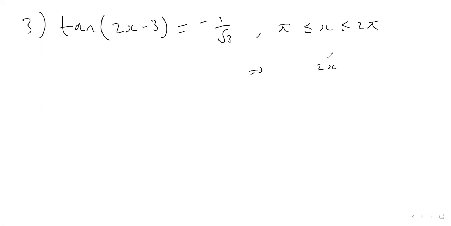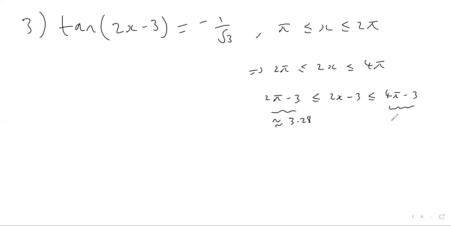So this means that we get 2x is less than or equal to 2 pi, less than or equal to 4 pi. And then we can take away 3. So 2 pi take away 3 must be less than or equal to 2x minus 3, less than or equal to 4 pi minus 3. So again, if we get a rough approximation for this number here, 2 pi take away 3 is about 3.28.